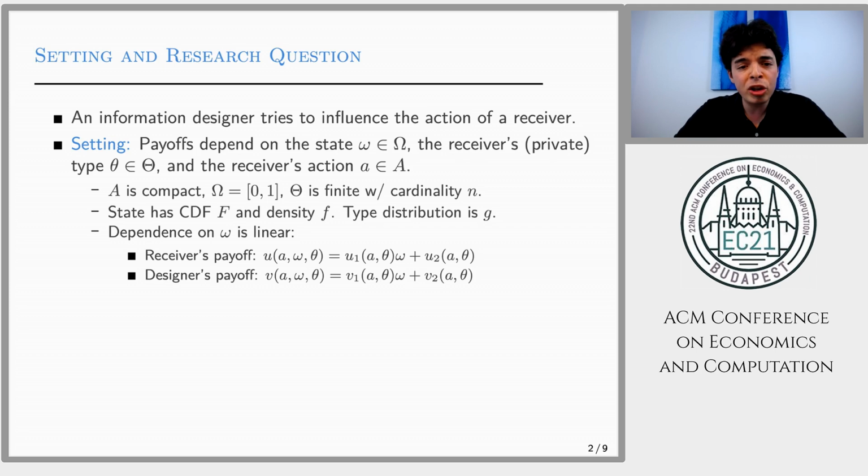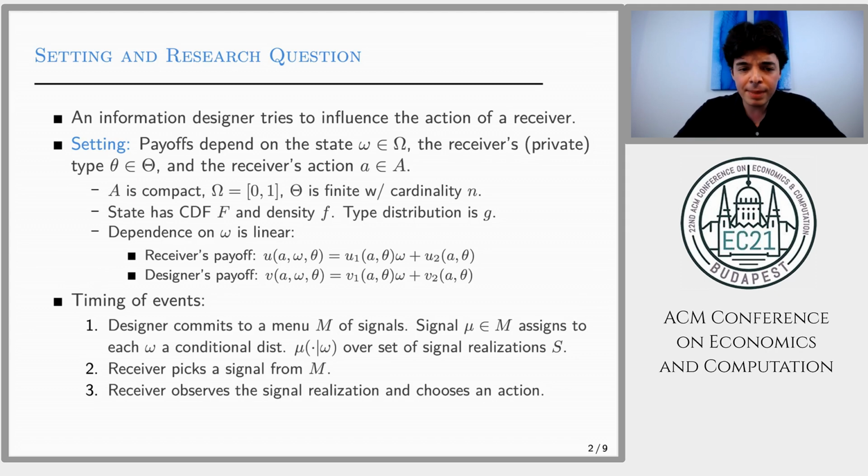And there's one assumption in the paper that's a little bit stronger than the rest, and it is that the dependence of the receiver's payoff U and the designer's payoff V on the state omega is linear. So these payoffs U and V can be expressed as you see in the slide.